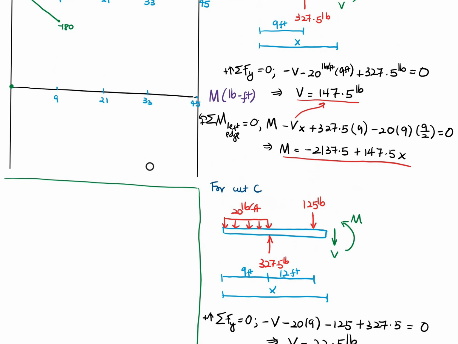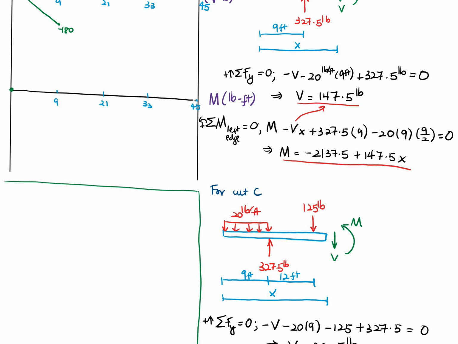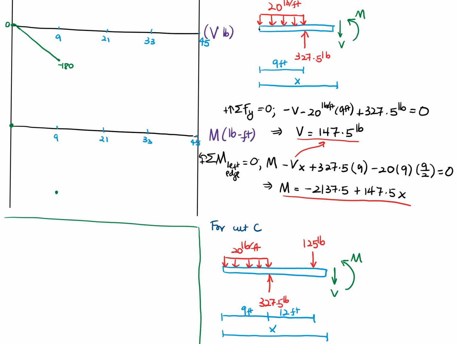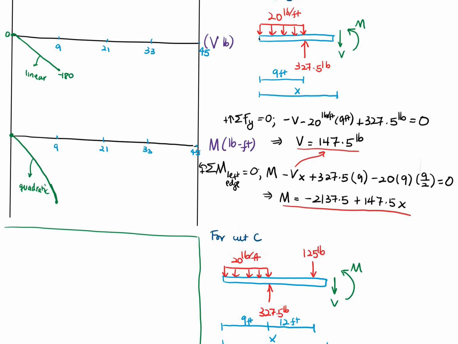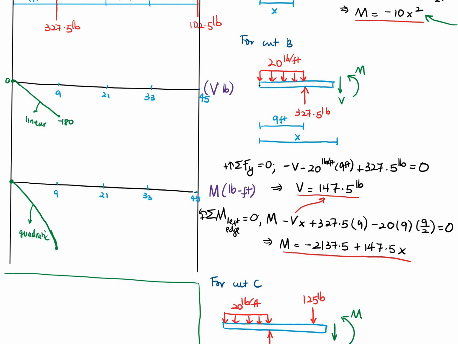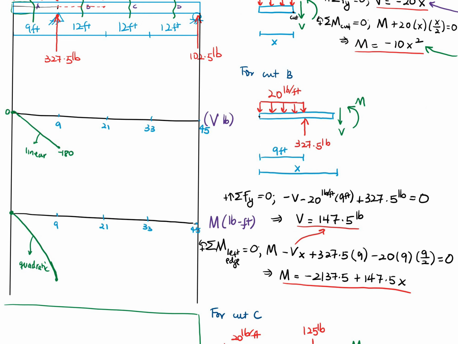You're going from 0 to negative 810 for the moment, which is going to be somewhere here. Now the trick is this. If you have a triangular shape for shear, your actual moment is going to be a curve. So this is linear, and this will be a quadratic curve for moment. Alright, we're done with that.